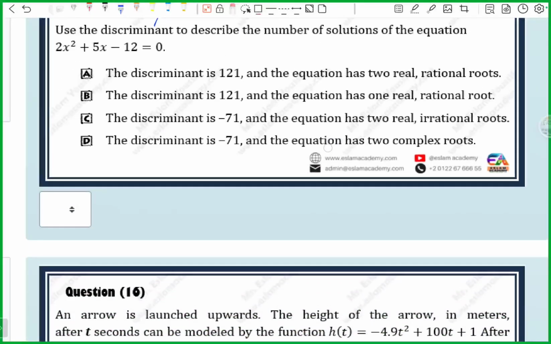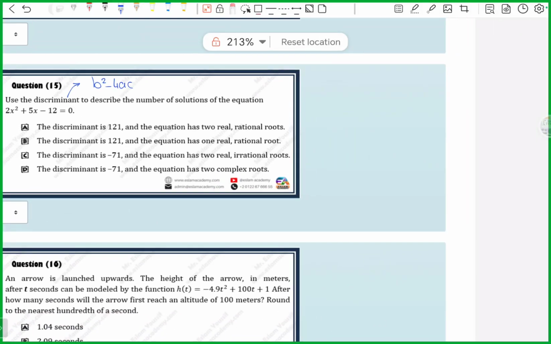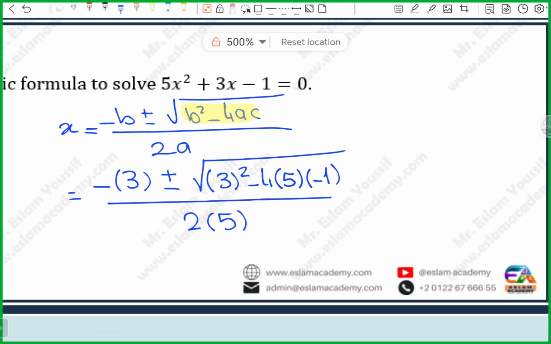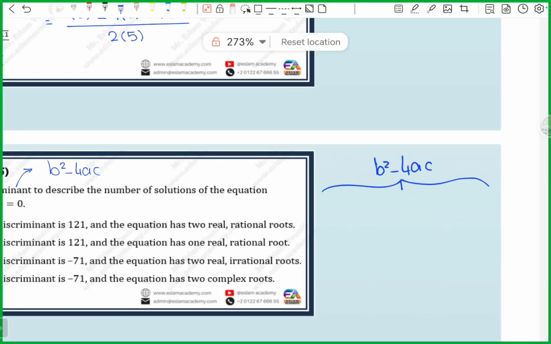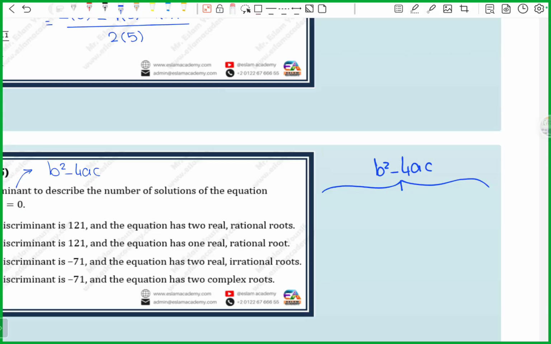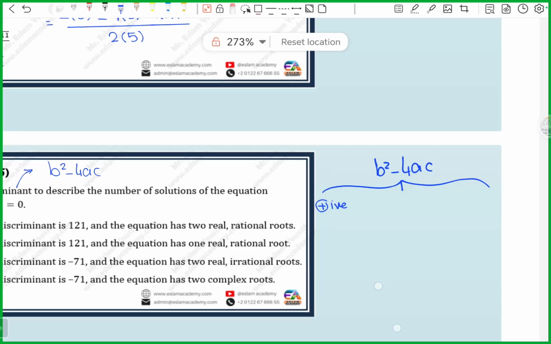Listen, please, for this one. For the discriminant, which is b squared minus 4ac, we have three cases. Any number under the square root, this expression which is written under the square root. If the number under the square root is a positive value, can we find its square root? Can we find the square root of a positive number? Yes, there is a value for the square root. So we have two real solutions.